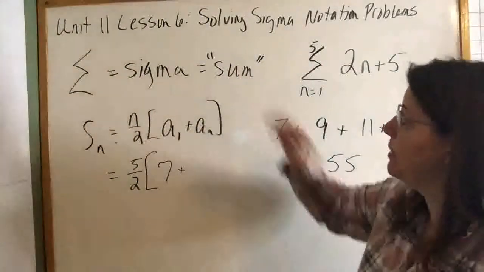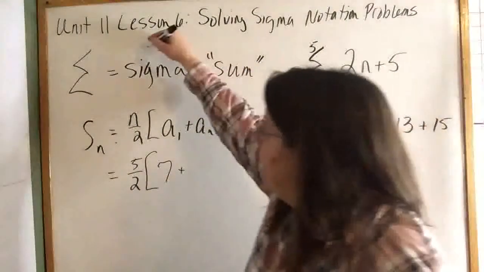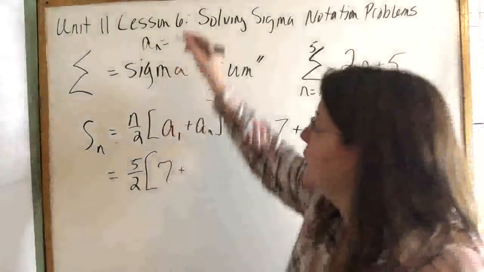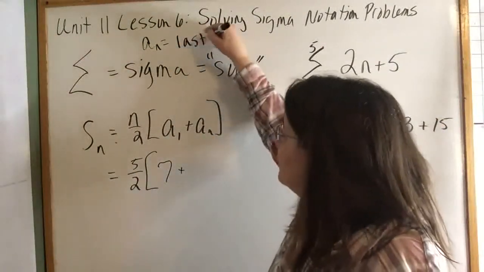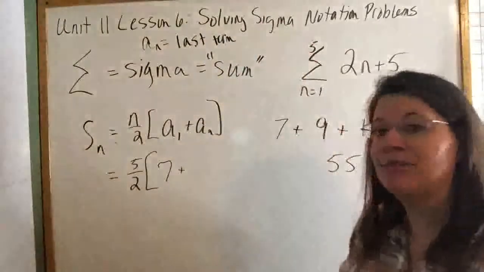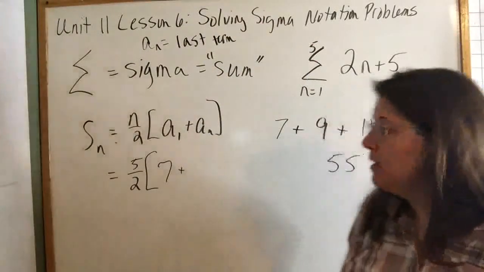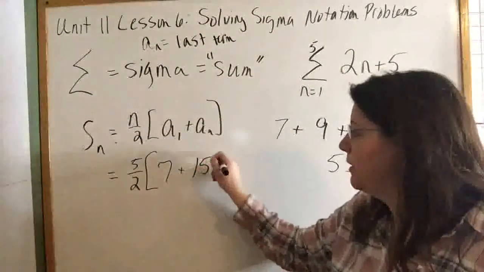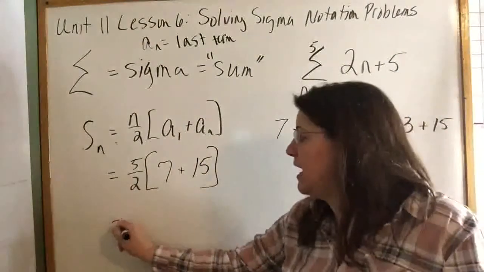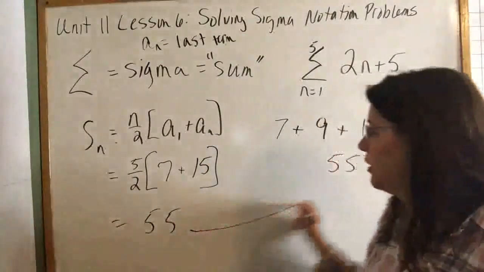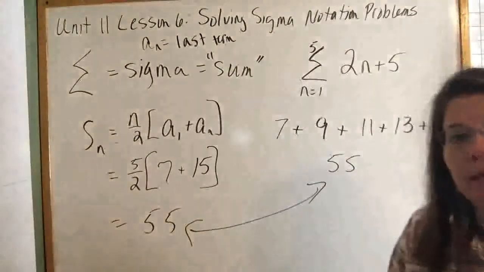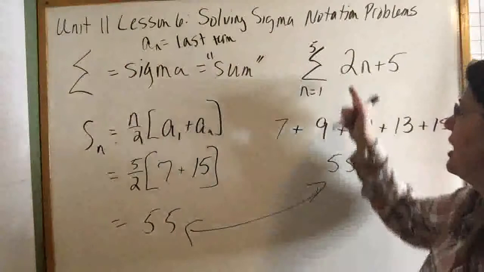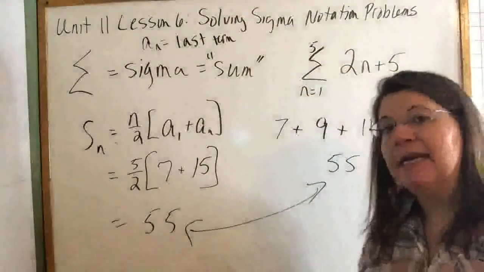When we're dealing with sigma notation, or the sum, our a sub n isn't necessarily going to be the nth term anymore. We're going to be talking about the last term in the sequence we're dealing with. So the last term, when we plug 5 in, was 15. I could go to Desmos, plug this in, and I will get the same answer I got when I do it by hand. Okay? So if we're dealing with sigma notation and this is arithmetic, that will work.